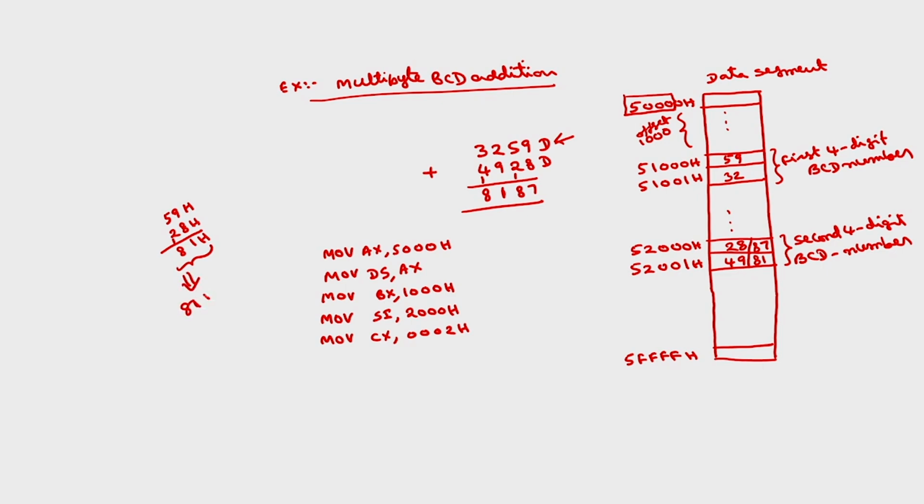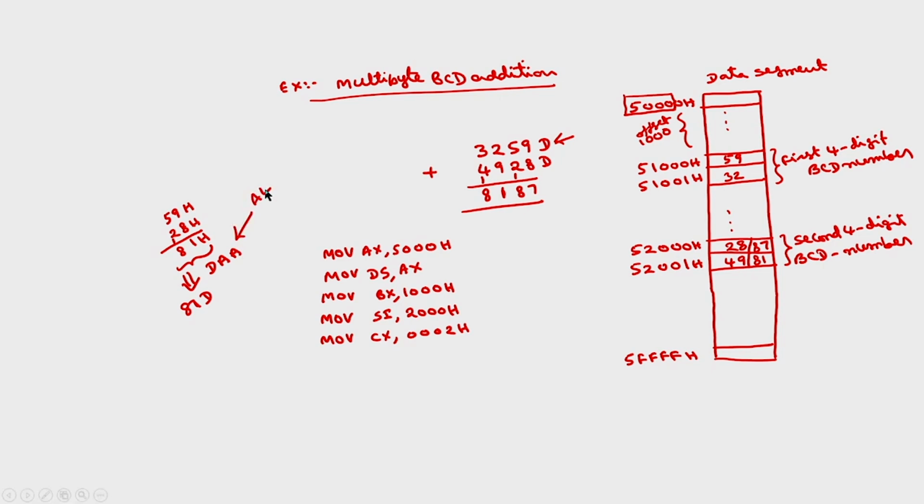87 decimal, we have discussed the instruction. So, which instruction will be used? There is an instruction called DAA. This DAA instruction operates only on AL, this is only 8 bit data.